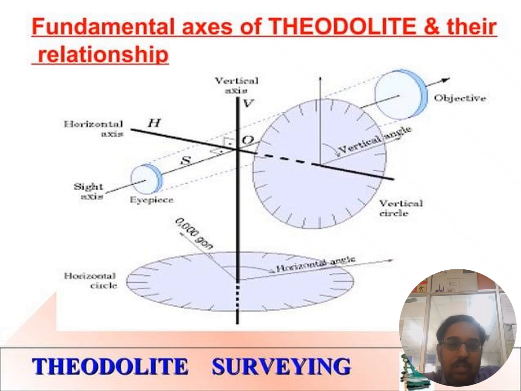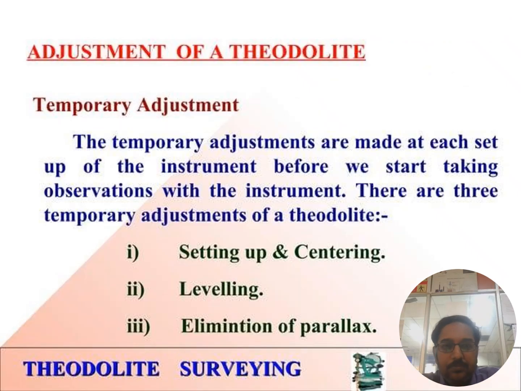We have 4 types of axes: the vertical axis, the horizontal axis, the horizontal circle and the vertical circle. We have a vertical angle as well.